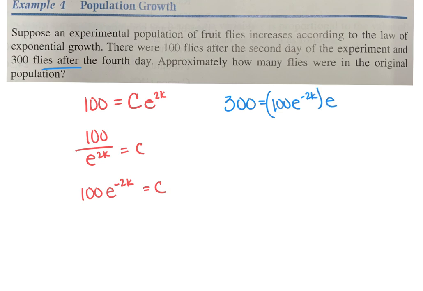And then e to the 4k, right? And so we can actually combine my e's because they're like bases. Make sense? So I can say 300 equals 100 and then add my like bases. Negative 2k and positive 4k is just going to be 2k.